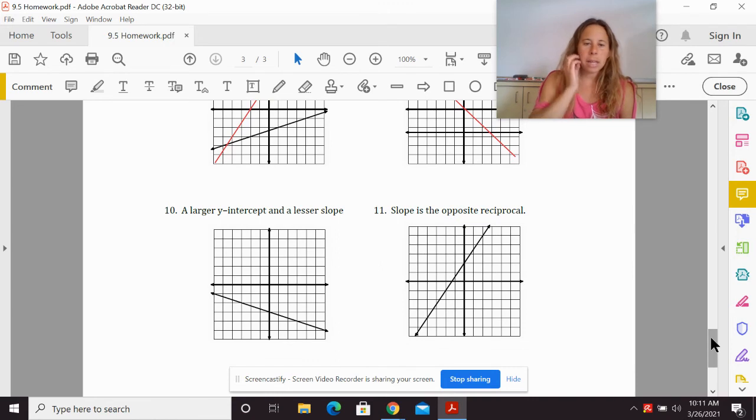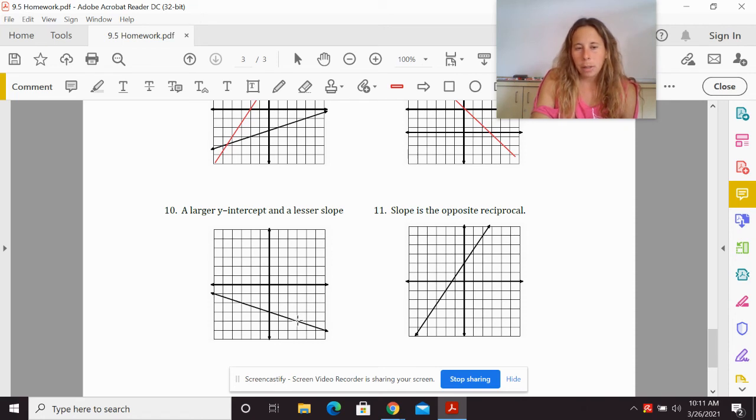A larger y-intercept and a lesser slope. All right, getting a little bit more complicated here. Okay, so a larger y-intercept, let's start there. My y-intercept is going to be greater. Okay, so any y-intercept above this one, and a lesser slope. So y-intercept is greater, and your slope has to be less. All right, this already has a negative slope.